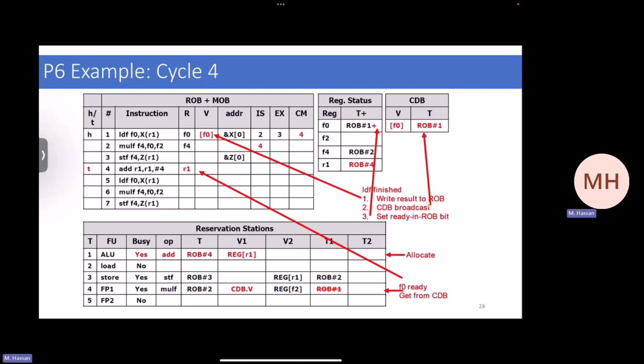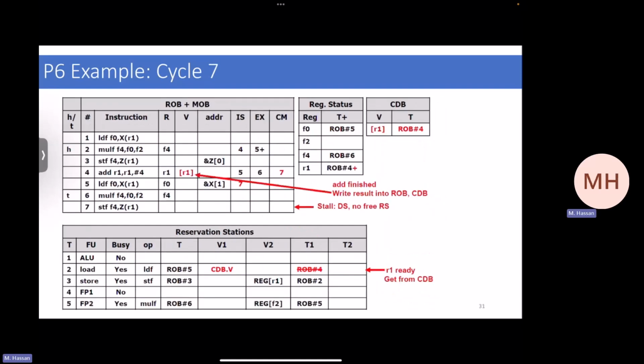Okay, so for example, for the add, when I come here, we said at 7 the add is complete. It writes the result into R1 here. This thing means a value, right? The actual result of the addition.